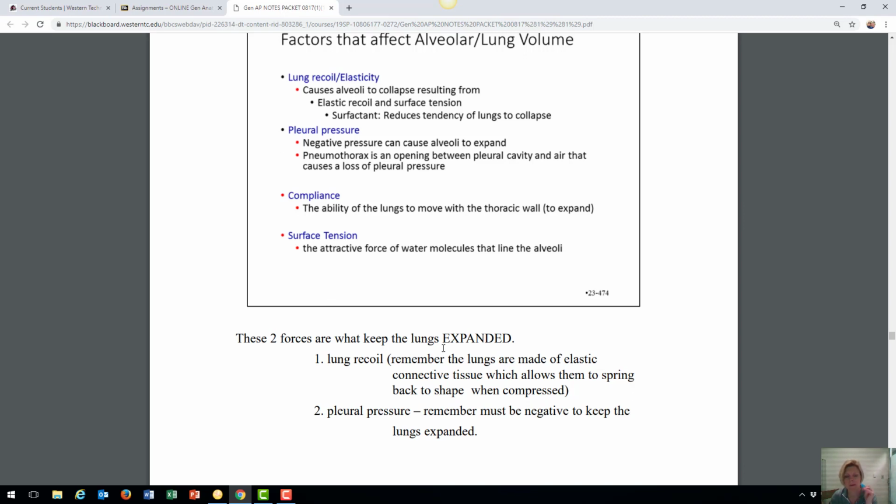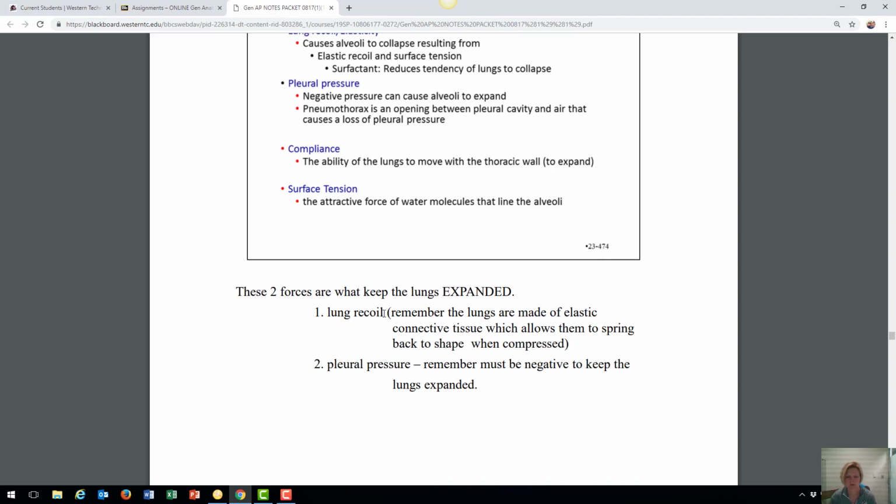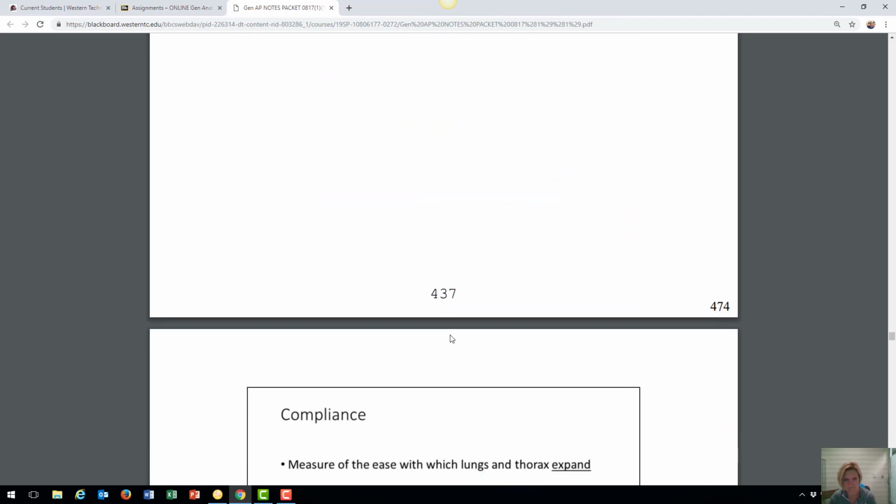So keeping the lungs expanded to move outward, we have to pay attention to the fact that we have compliance and negative pleural pressure. This says lung recoil. Lung recoil is not what keeps the lung expanded. That actually allows the lungs to collapse after they've been expanded. So you need to change this. This should actually say compliance rather than lung recoil, because lung recoil is what allows the lungs to collapse after they've expanded when we exhale. So this should say compliance, not lung recoil.